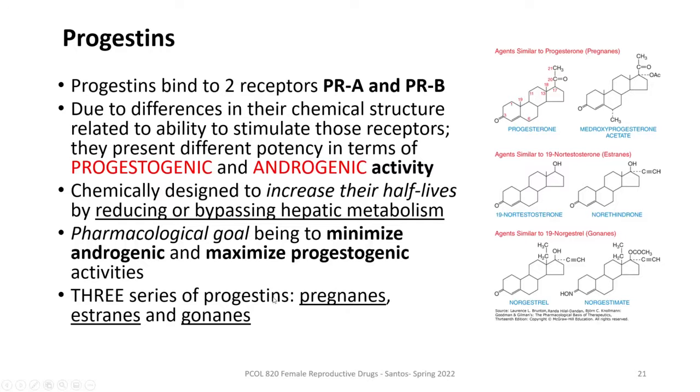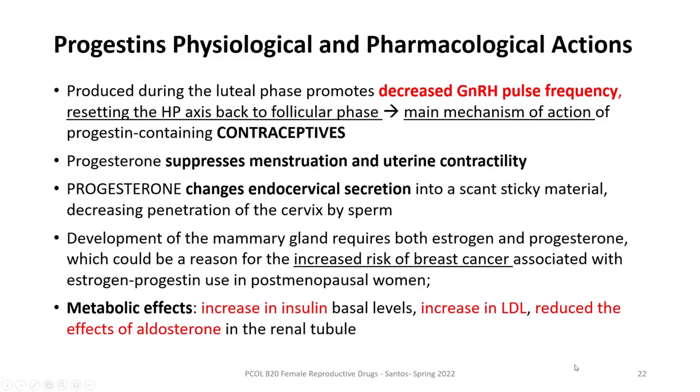There are three series of progestins: the pregnans, the estrans, and the gonans, as we see here on the right-hand side. So what are the physiological and pharmacological actions of progestins? Well, we know that progesterone is produced during the luteal phase, and that promotes a decrease in the gonadotropin-releasing hormone pulse frequency, kind of resetting the hypothalamic-pituitary axis back to the follicular phase. That is the main mechanism of action of progestin-containing contraceptives: exactly to promote this resetting of the HP axis back to the follicular phase.